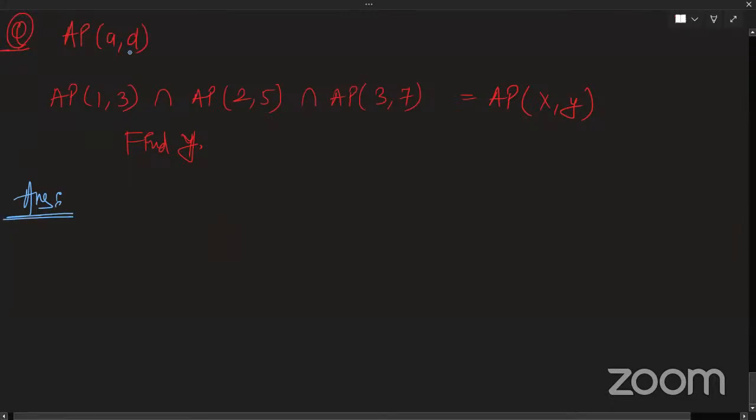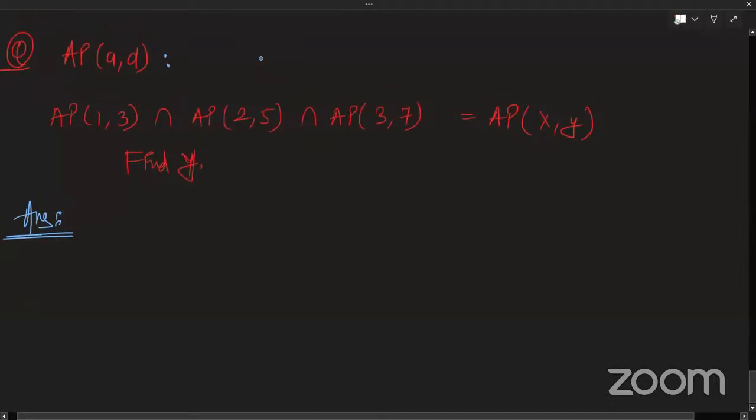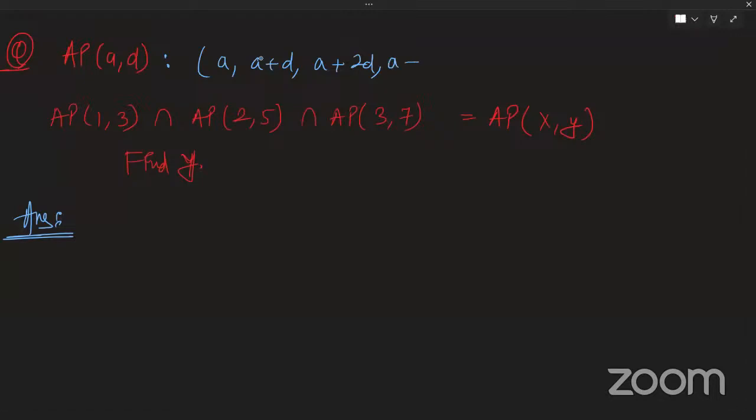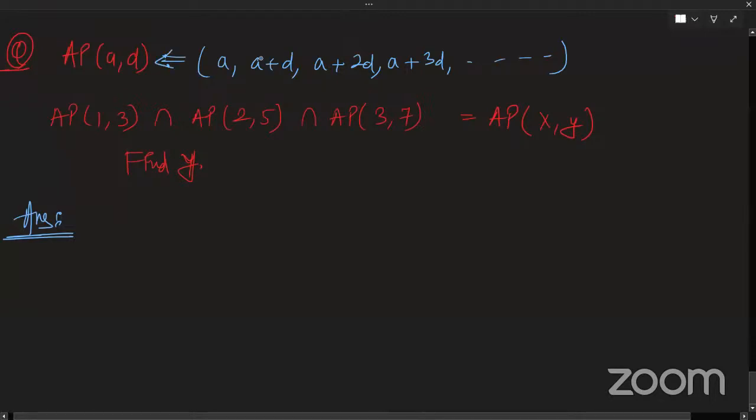First of all, has everyone understood the question? First tell me, has everyone understood what it is trying to say? No, sir. Okay, no worries. So AP of A comma D basically denotes this AP, which starts from A and has common difference D. They are just using this notation to denote this. Yes, sir. This is what it means.